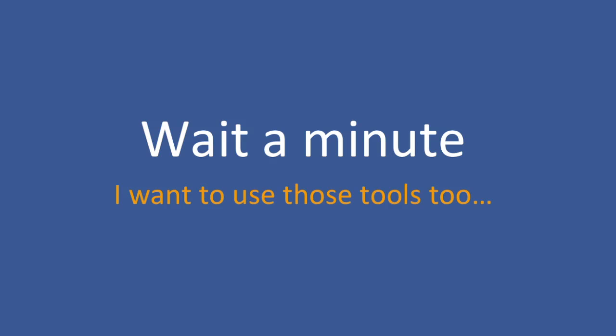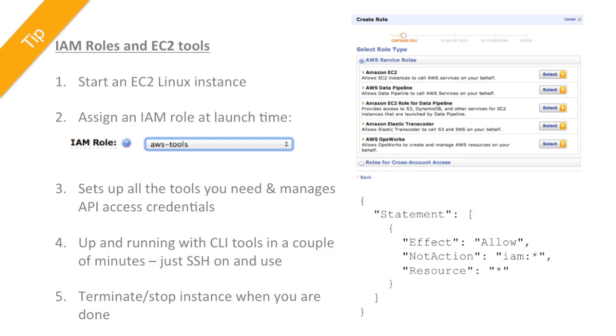But what if you want to use those tools? I mentioned that there are CLI tools, and there's Python Boto, there's PowerShell. Well, here's a really good tip that brings together some of the things I've mentioned, and it's called IAM roles and the EC2 tools. When you create something called an Identity and Access Management role, when you launch an EC2 instance in the wizard, you can select that role. Here I'm shown an IAM role that I've called AWS Tools, and it's a little drop down that you'll find in the wizard for launching an EC2 instance.